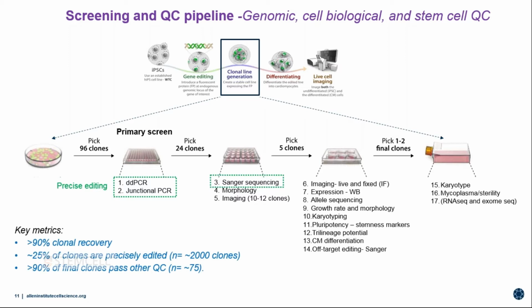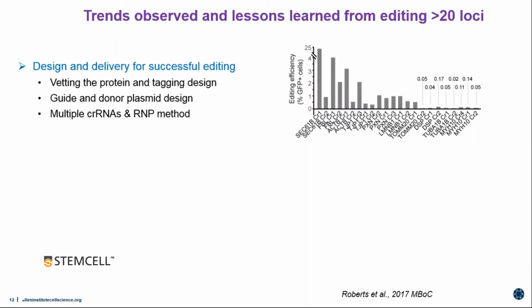So that is really good news. So there are some trends and observations and lessons we have learned through editing over 20 loci. Again, I'm not going to go into this at great depth, but I've mentioned these things already. But I highly encourage you, if you want to know more, we've done a retrospective analysis of all of our gene editing over the last year, and it just came out in MBOC this month, and that's the citation down there. So on the right, I'm just showing you how this is very gene dependent and very CRISPR dependent.